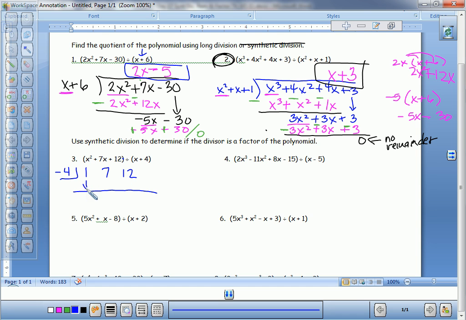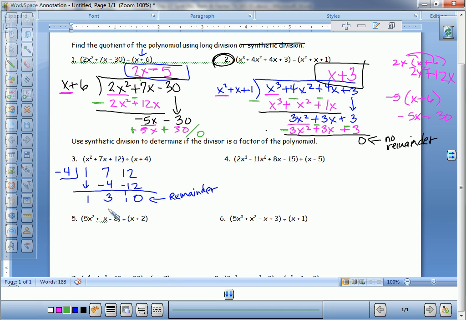We bring down the first one. Then we multiply -4 times that one, and then we add. 7 plus -4 is 3. Then we multiply. -4 times 3 is -12. And then we add 0. Now, this last one is always the remainder. So this one has no remainder.